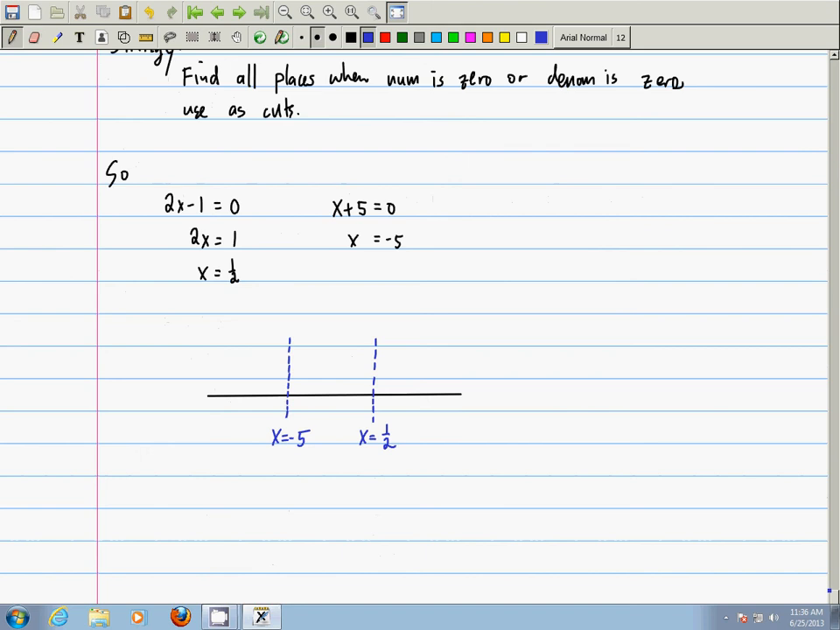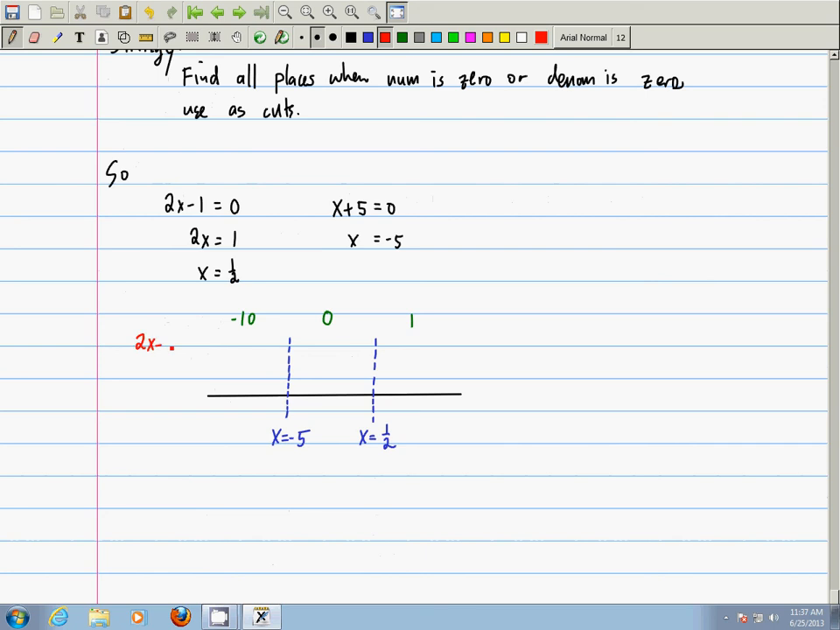Okay, so now you need to choose a value to the left of -5. What do you think? -10. Great. Something between -5 and 1/2? 0. Something to the right of 1/2? 1.